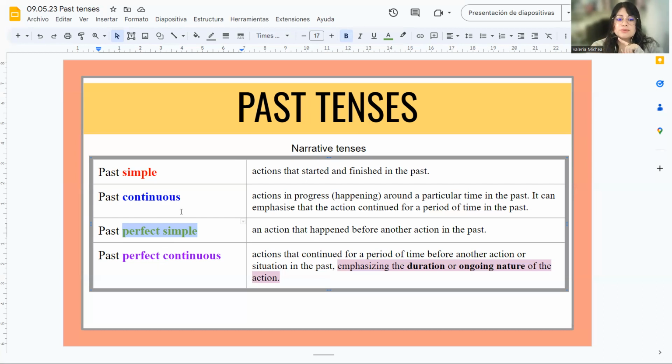So both continuous tenses, the perfect continuous and the continuous tenses, refer to the duration of the action. Whereas the simple tenses, past simple and perfect simple, just refer to completed actions in the past, but we don't specifically make emphasis on the duration. That's why we have the continuous forms. And that's pretty much it. That's what we have been talking about when referring to narrative tenses.